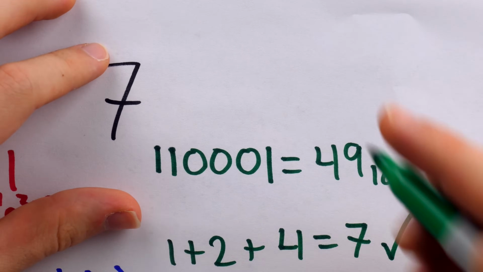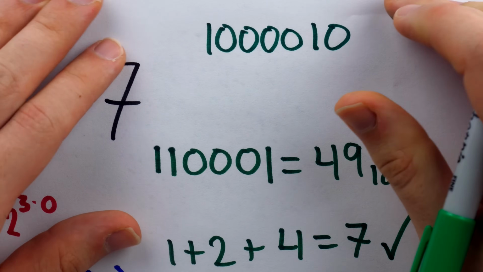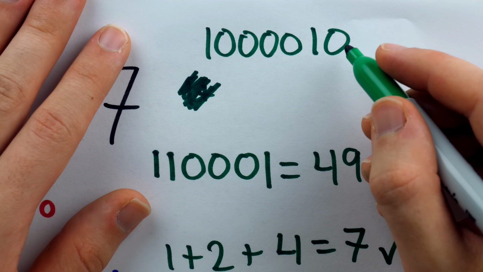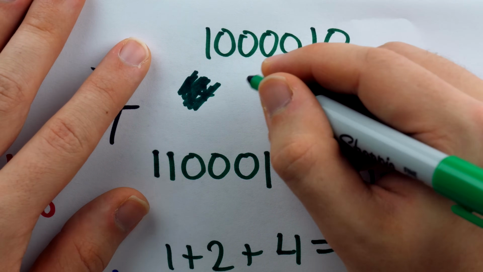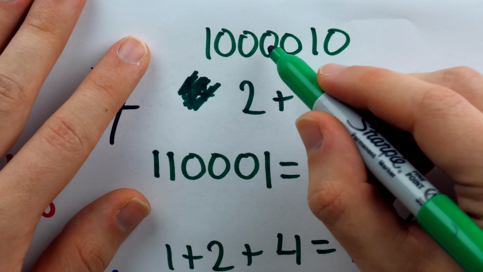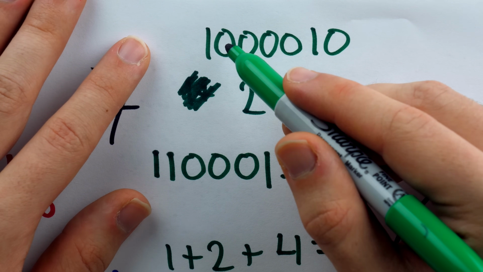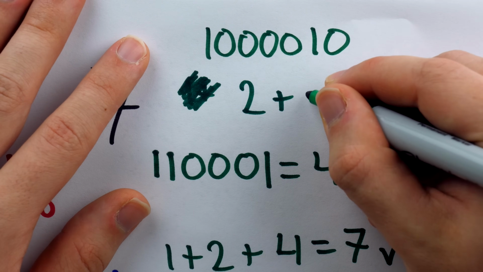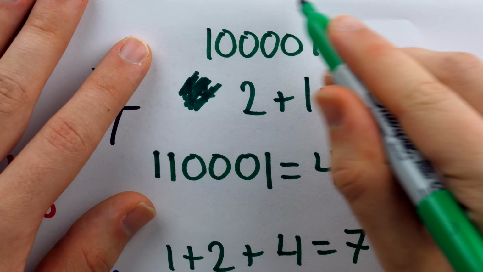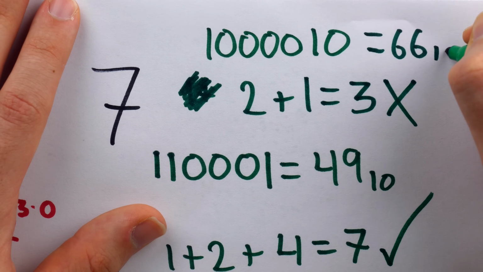On the other hand, one more example, 1 0 0 0 0 1 0. Here's another binary number. Let's check divisibility by 7. First bit we multiply by 1, that's 0. The next bit we multiply by 2, that's 2. Next bit we multiply by 4, that's 0. Next bit multiply by 1, it's 0. Multiply by 2, 0. Multiply by 4, 0. Multiply by 1, that's 1. So 2 plus 1, which is 3, which is not a multiple of 7. So this binary number is not divisible by 7. It just happens to equal 66 in base 10.